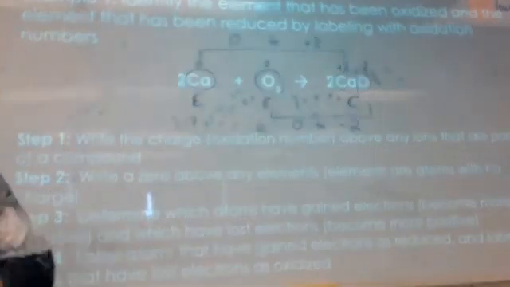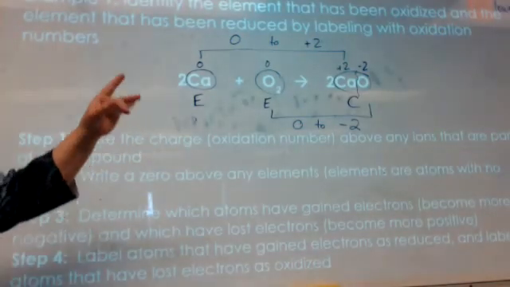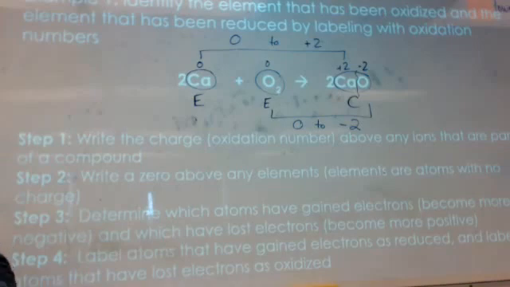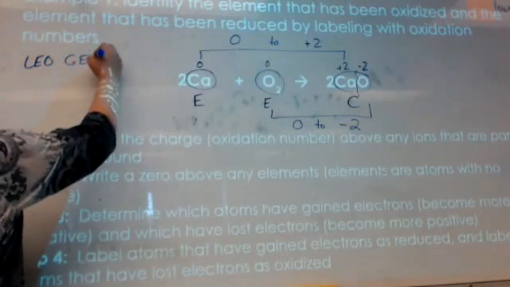I'm going to work through this with both the acronyms that I gave you, and I'm going to use that little trick up there for those of you that really struggle. So first of all, let's talk about the acronyms. LEO says GER, or OIL RIG.